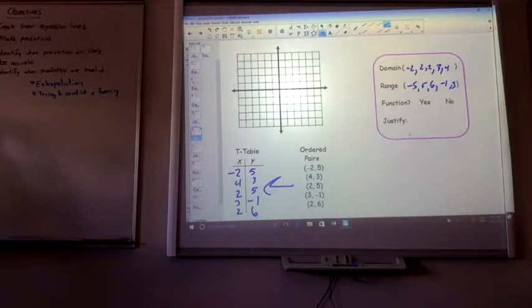Just by looking at this, will it work as a function? No. Why not? Because the domain does what? It repeats.